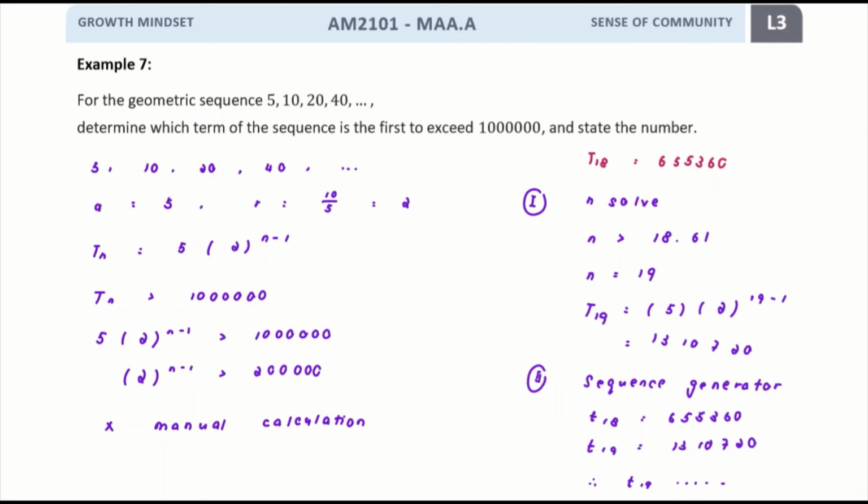Okay, so that's the answer. You can try to write in full. So that's why T19. The idea is you must write down T18 also. Okay, if you are using this one, then it's okay because you are trying to use solving, right? So n is greater than 18.6, then obviously your n should be 19. But if you are using this one, then to prove that, how do you know this one is the first one? It's by proving that your previous one hasn't exceeded. So that's why you need to write both.